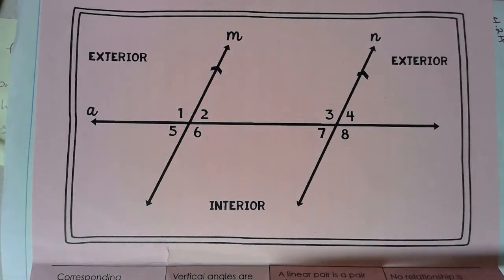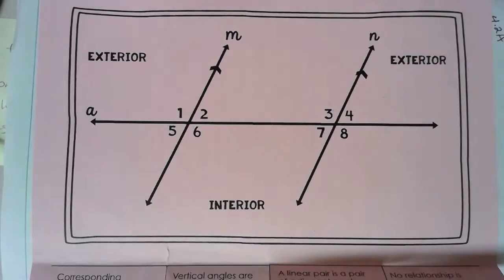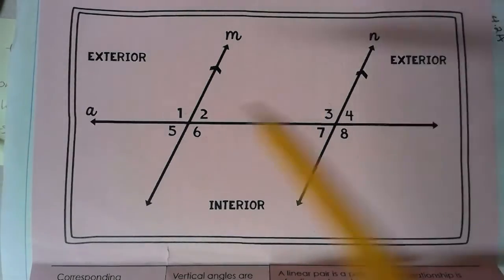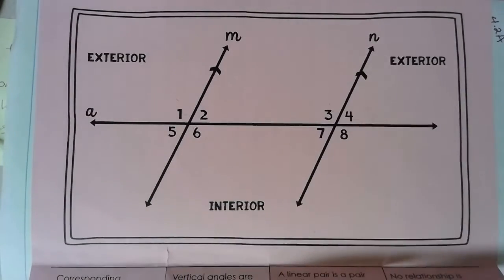alternate exterior. So we're looking at the outside space from the parallel lines, and we're also looking at opposite sides of the transversal. So I can have angles 1 and 8 and angles 5 and 4. And again, these angles will be congruent. They will equal one another.